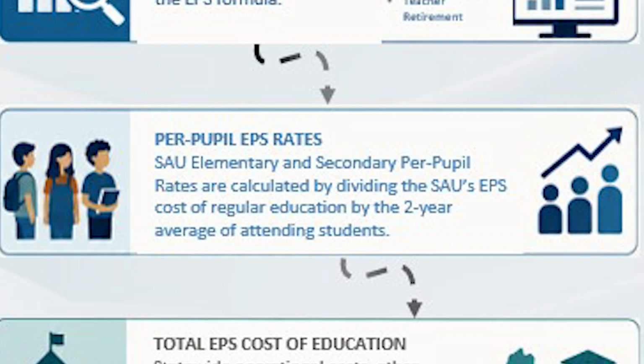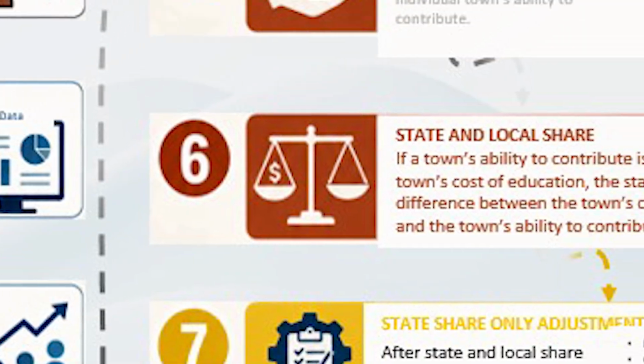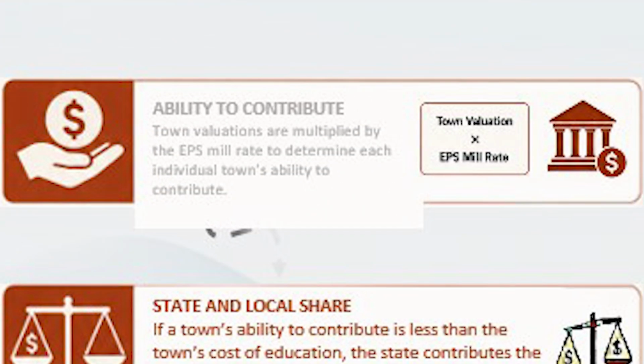Once we do that, we take all of the operational costs added together and we come up with a total cost of education for every single SAU. Every single SAU is done separately. You all have your own individual data that's used, and we come up with a cost for each and every single one of you. Then we need to determine how much you are able to contribute.